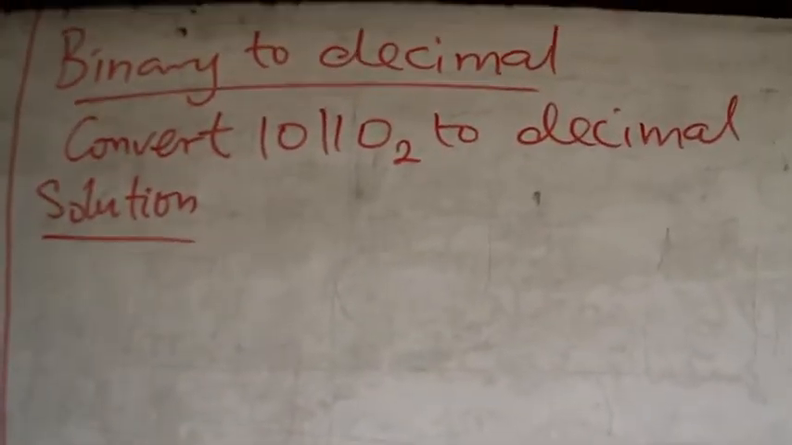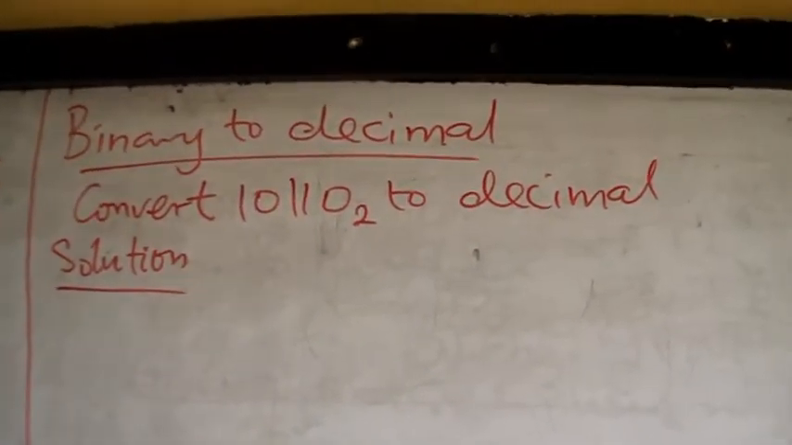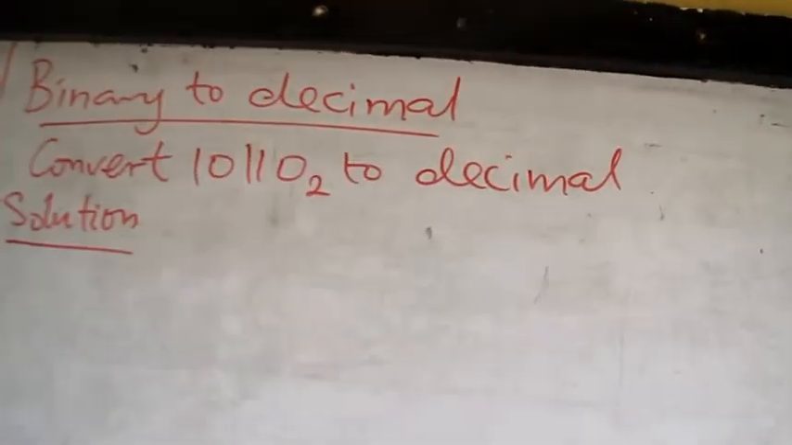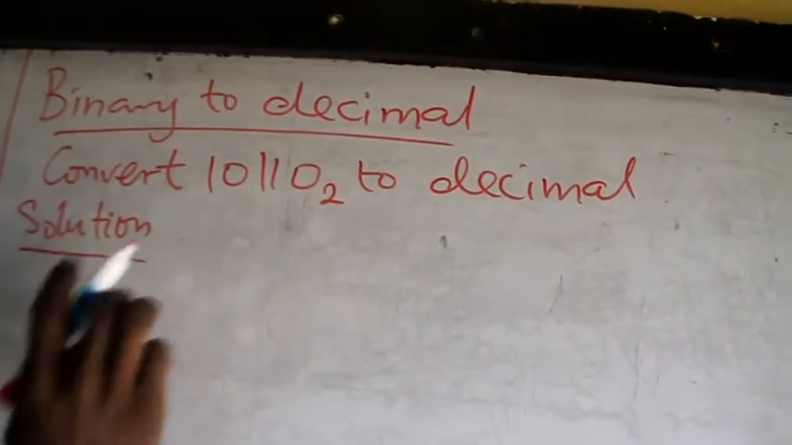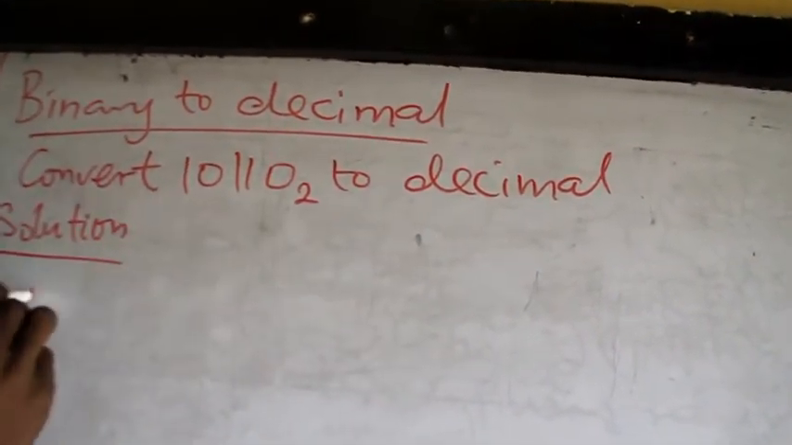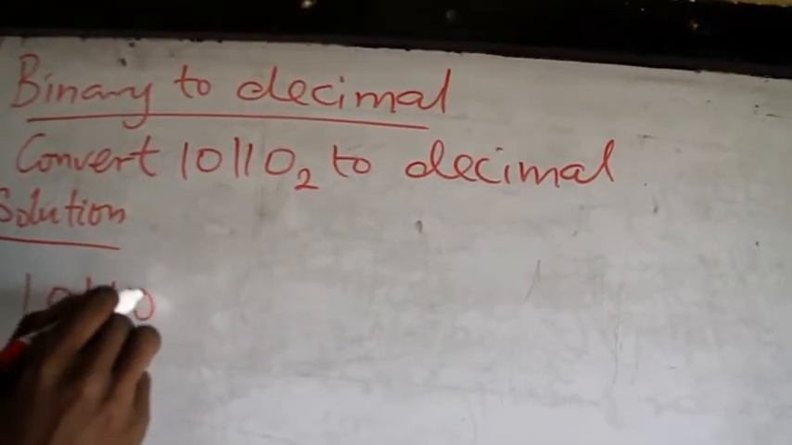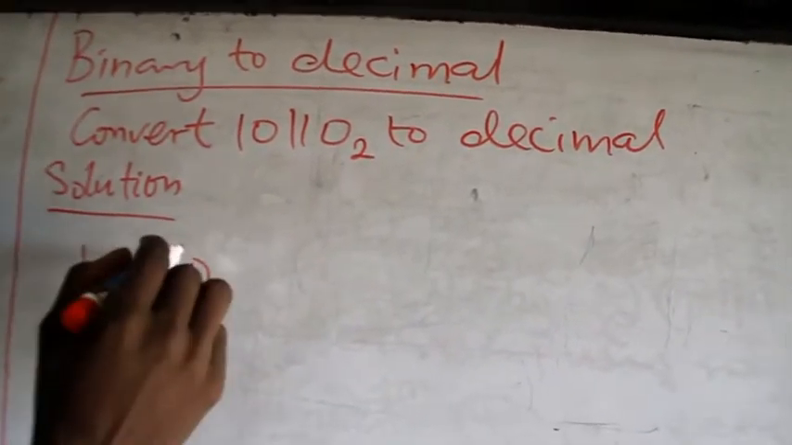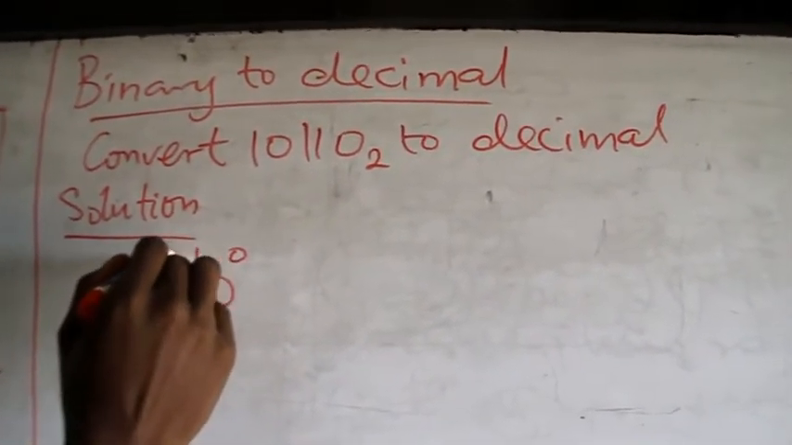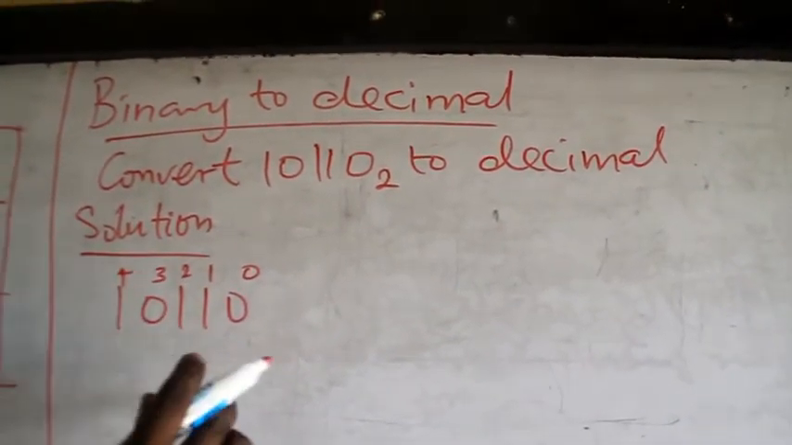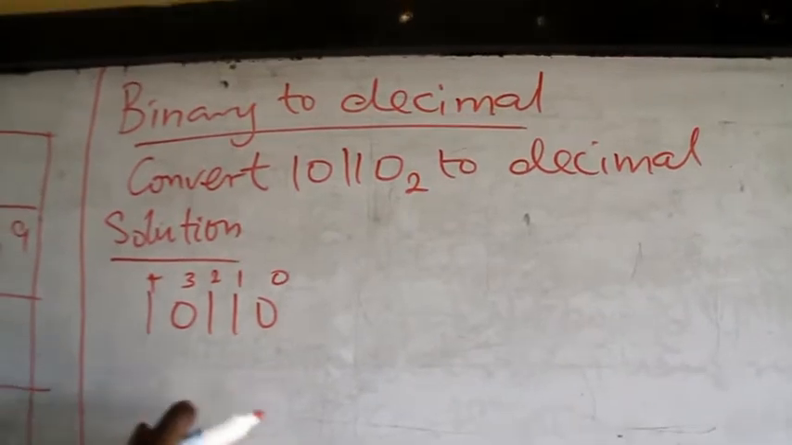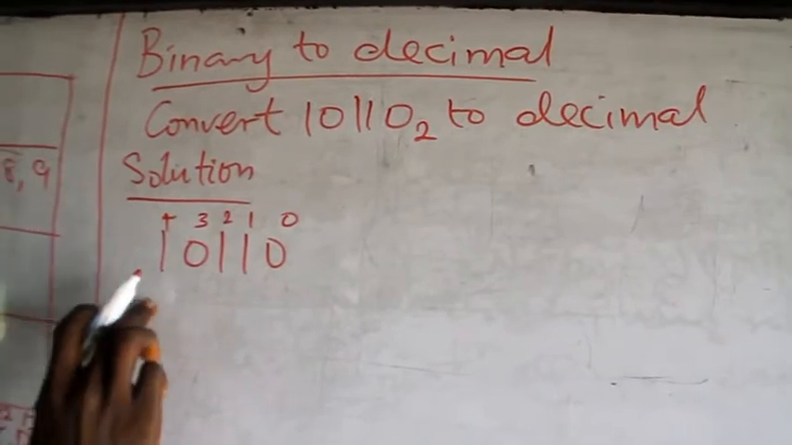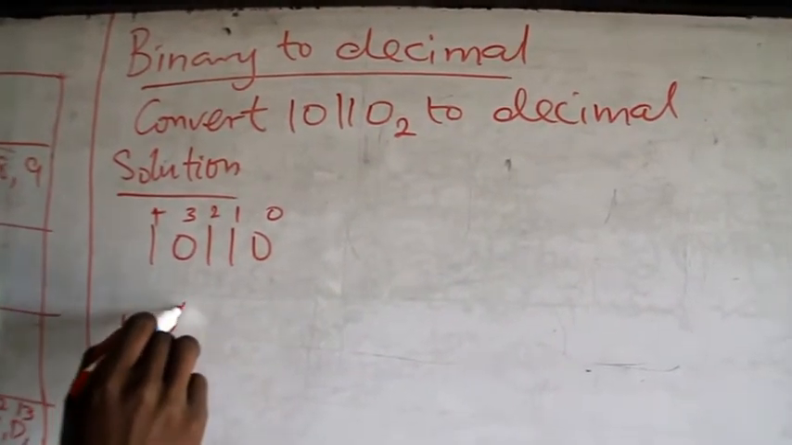Then in binary to decimal, we convert 10110 base 2 to decimal. To convert that, we are going to first write down these binary digits, then we raise them to the power of 0 to the right. So here we have 0, 1, 2, 3, 4. We do that from the right to the left. After that, we multiply them by the base. So how do we do that? The first one we have here is 1, so that will be 1 times 2 raised to power 4.